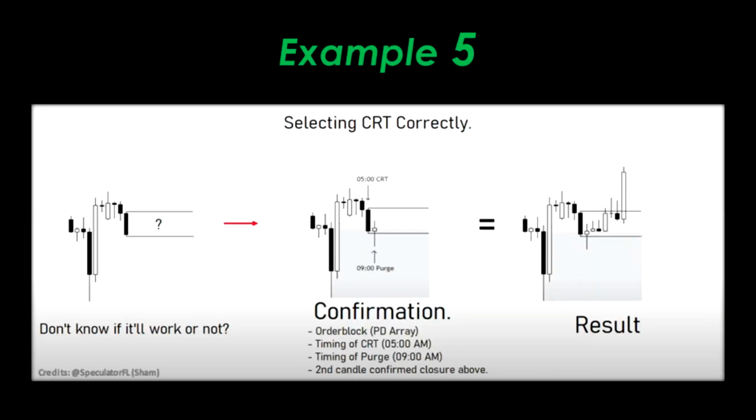Here's another case study for you. You can see that the CRT is tested in an order block. The timing of that CRT is 5 AM, which makes it a high probability CRT. Additionally, the timing occurred at a key time, which is 9 AM. The second candle closed above, and that's basically it. We trade the rest of the candles after that.